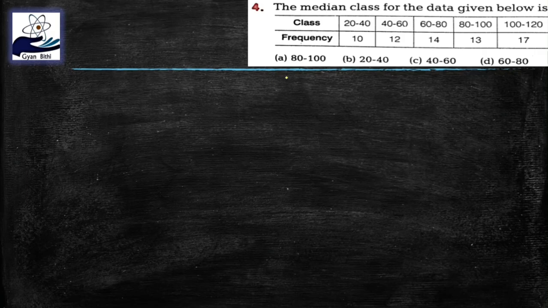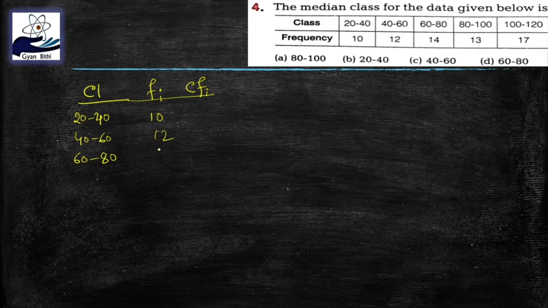The median class for the data given below. Okay, this is a problem from statistics. First we have to draw the columns. Class is given, I am writing CL for that. Frequency, that means fi, and obviously for the median you all know that you have to find CF, which means cumulative frequency. So the classes are 20 to 40, frequency 10; 40 to 60, 12; 60 to 80, 14; 80 to 100, 13; 100 to 120, 17.